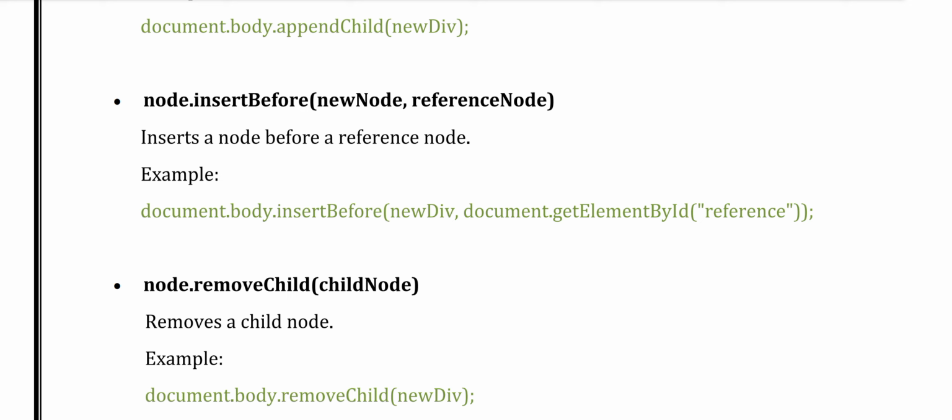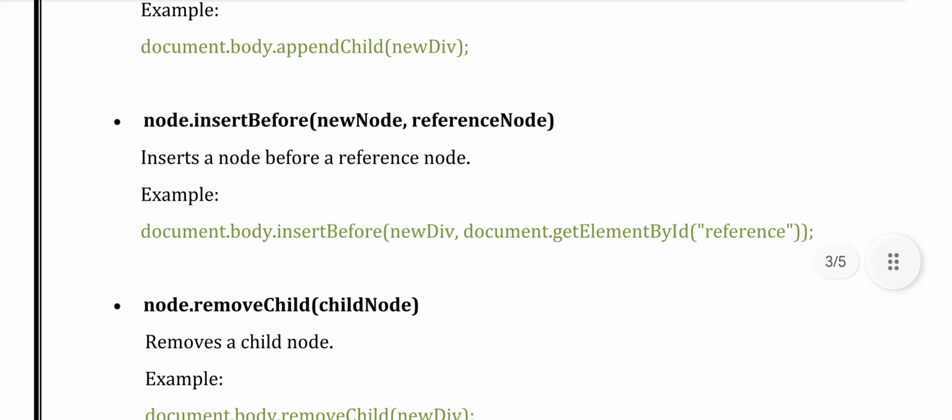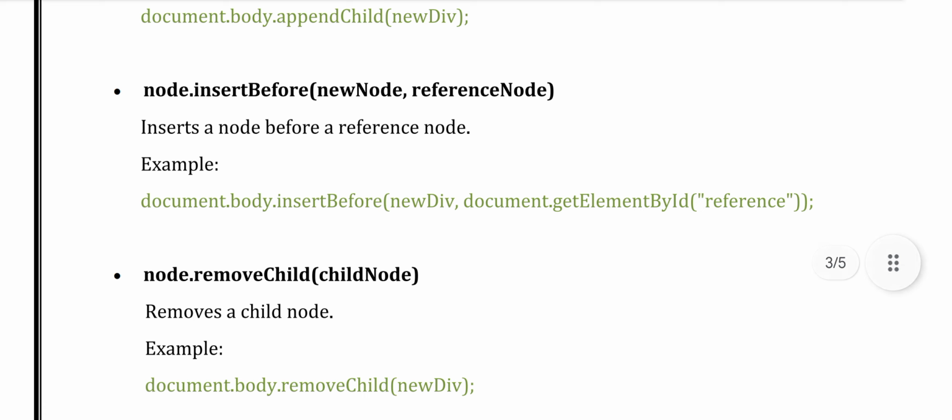Here the first argument is newDiv, the element which we created, और हमें इसमें किसके पहले लगाना है वो हम सेलेक्ट करेंगे इससे document.getElementById('reference'). जिस भी एलिमेंट की आईडी रेफरेंस है हमें उससे पहले अपनी नोड डिव इंसर्ट करनी है. So this is the method which we are using.